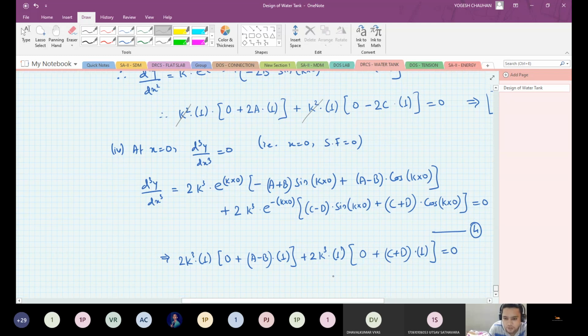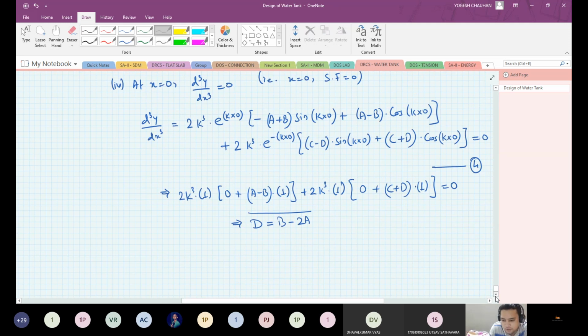Okay, so a is equals to c. When you put a is equals to c, so it will become 2a minus b plus d. So you can write d is equals to b minus 2a. This is one other expression you will get because your c is equal to a. We are putting c is equals to a.